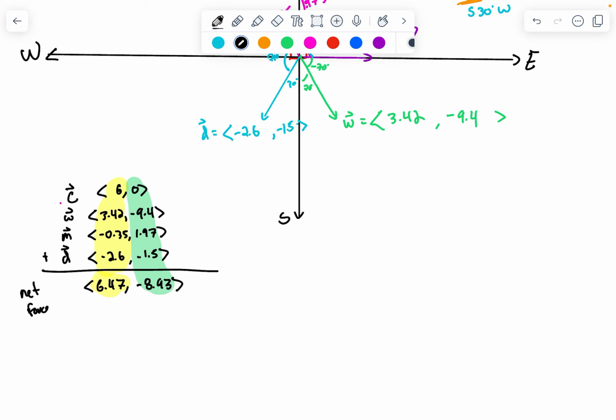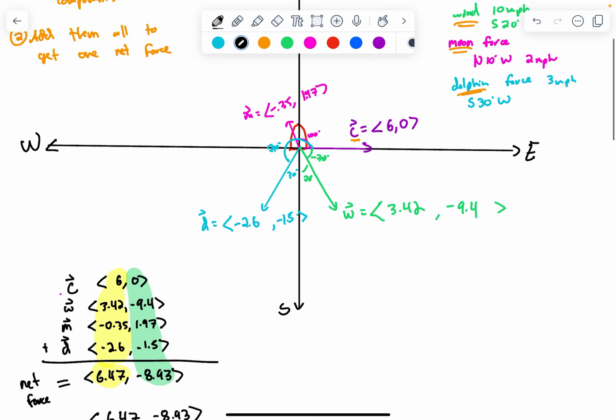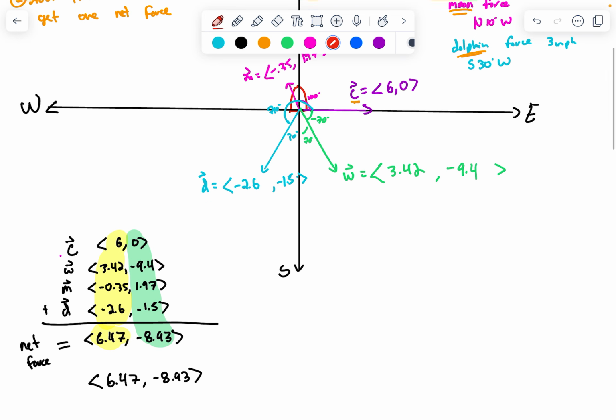Net force. All of these things are happening to the boat, right? All of these things are happening, just environmental things, but altogether it produces a single result. 6.47 comma negative 8.93. So the effect of all these different force vectors is simply something in quadrant 4. We get some force altogether in quadrant 4. This is the net force. And it's 6.47, and it is negative 8.93. So if we add all these vectors, we should get this result.